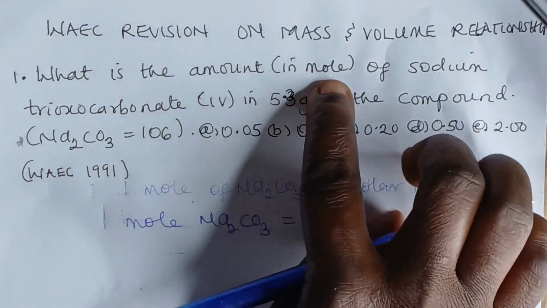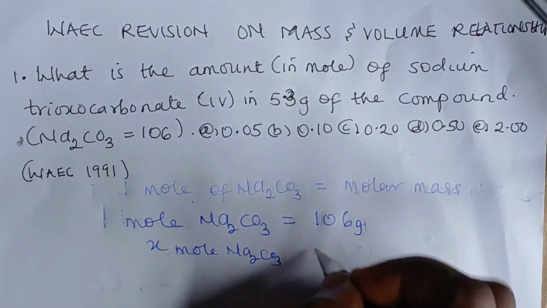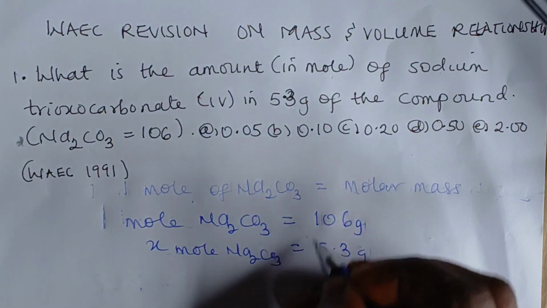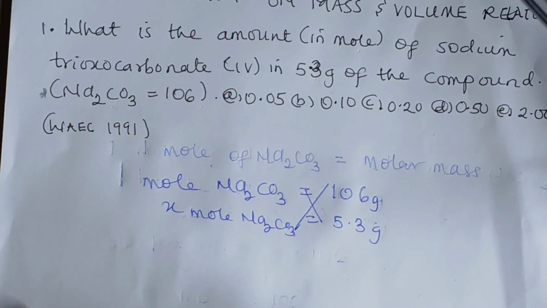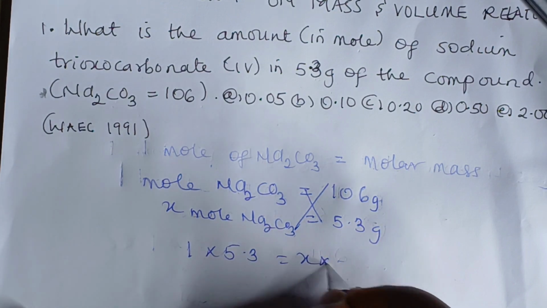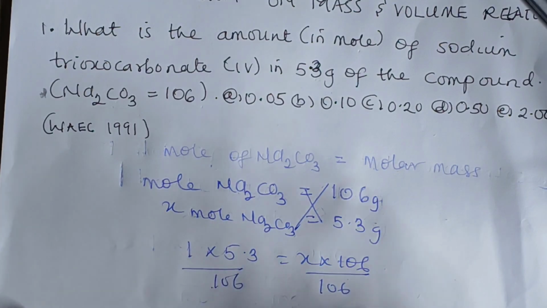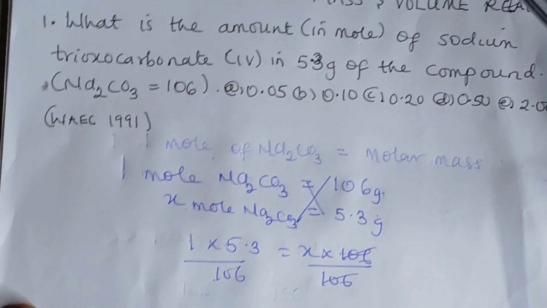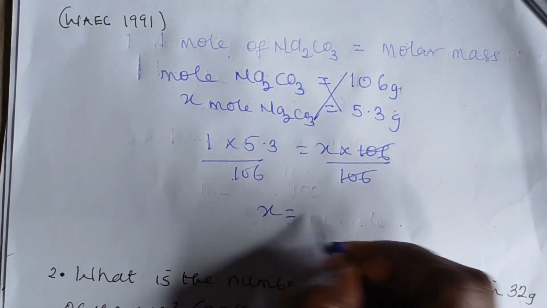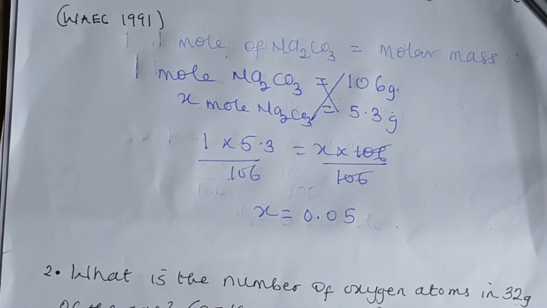Now, what will be the amount in mole? That is X mole of sodium trioxocarbonate in 5.3 gram. That is, if you have 5.3 gram, what will be the amount in mole? Cross multiplying, we have 1 multiplied by 5.3 equals X multiplied by 106. Dividing both sides by 106, we end up having 0.05 as our answer, because 1 multiplied by 5.3 over 106.